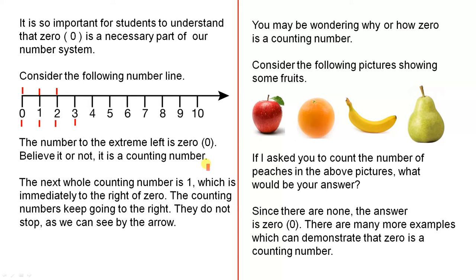So the next whole number is 1, which is immediately to the right of 0. The counting numbers keep going to the right. They do not stop, as we can see by the arrow. This arrow means they just continue on.